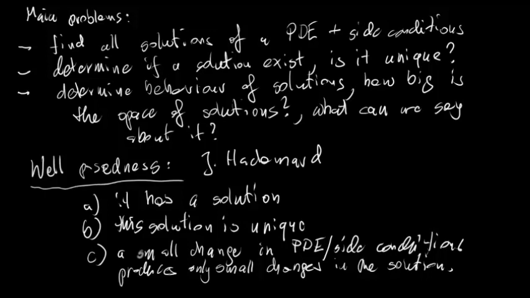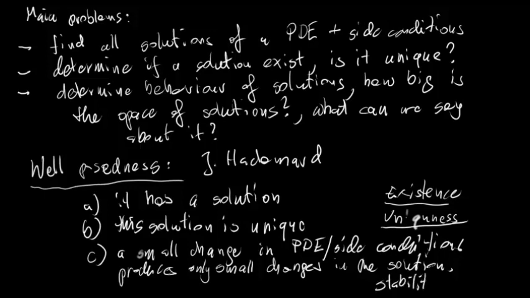So this point A is called existence, point B uniqueness, and point C stability. So according to Hadamard, a problem is well posed if its corresponding PDE has a solution, the solution is unique, and it is stable.